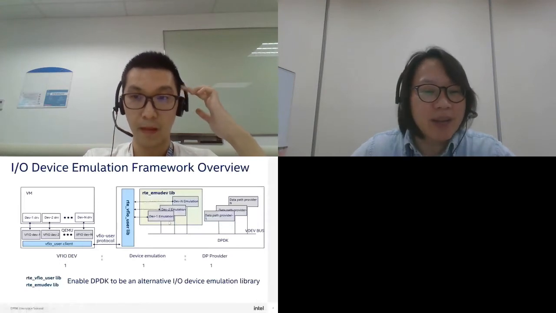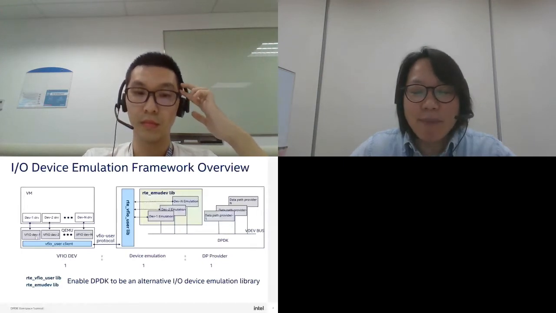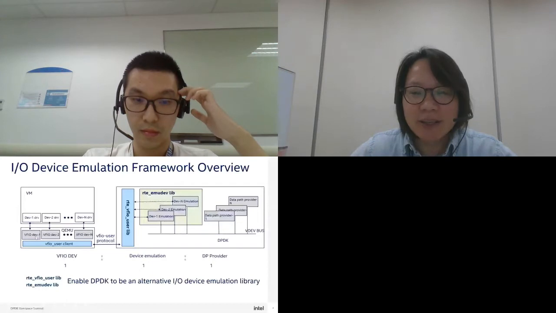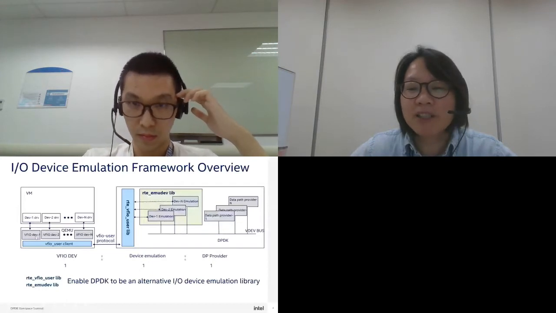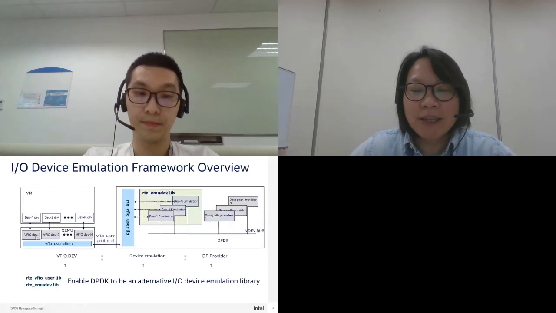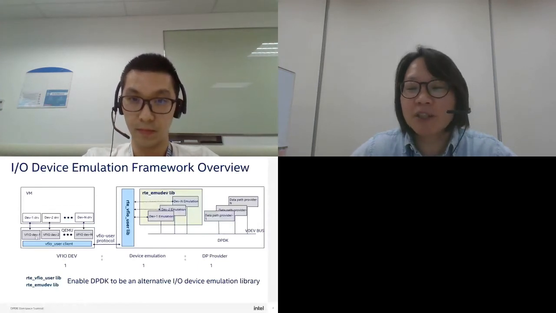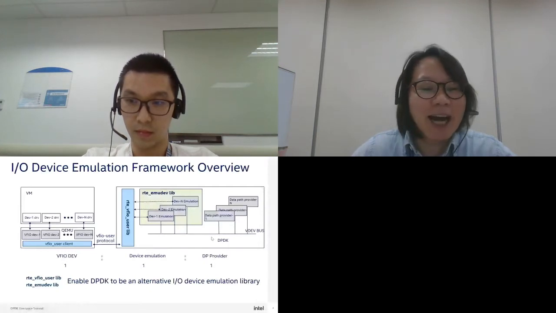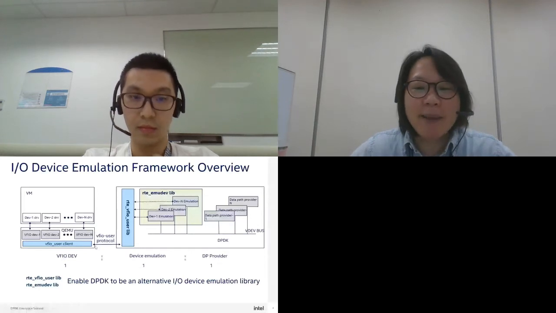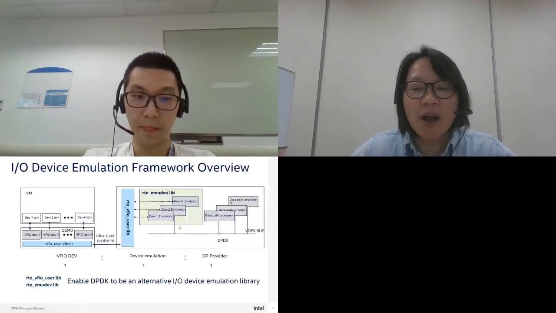In QEMU, it has a VFIO device object. QEMU uses it to represent the device to the VM. In the emulation process, it has device emulation and data path provider. Both device emulation and data path provider are attached to the dev bus. In our current proposal, the relationship between the VFIO device object, device emulation, and data path provider is one-to-one.